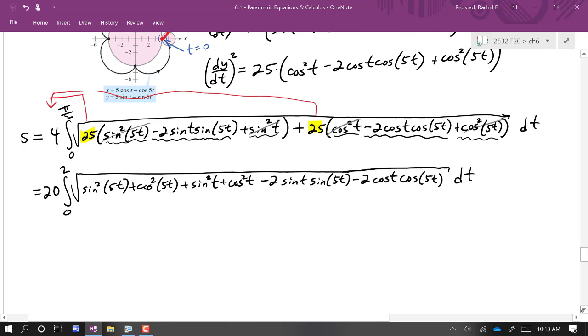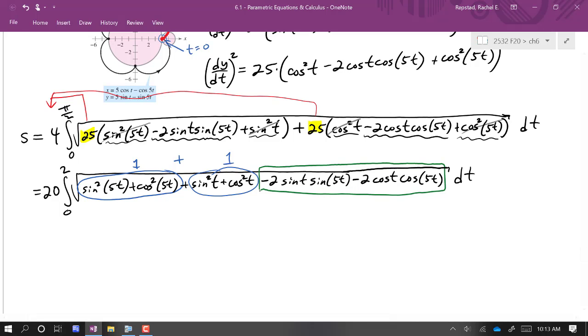By now you probably know one thing we're going to do to simplify. Sine squared plus cosine squared of 5t, that's 1. Sine squared t plus cosine squared t, that's 1. So that'll combine to give us a term of 2 inside. And then there's one other thing we're going to do. I'm going to tell you what this ends up being after we apply an identity, and I'm going to supply the details of that simplification in a separate document on Canvas. But using the product to sum formulas, this is a minus 2 cosine 4t.